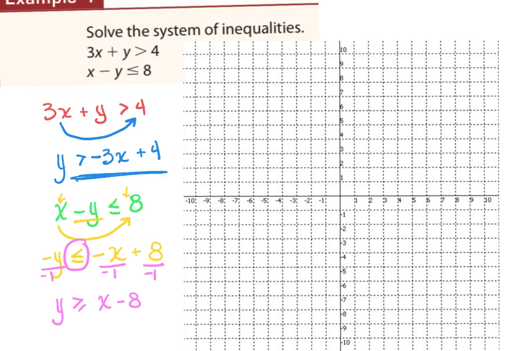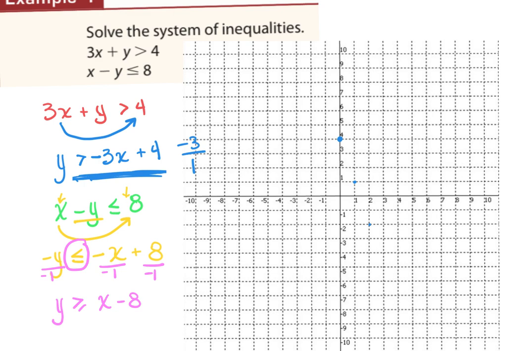So we'll graph this one. Where do I start for this one? Positive 4, right? What is my slope for this one, the blue one? Negative 3 over 1. Remember, when it's a whole number, that's your movement. So we're going to go down 3 and over 1.